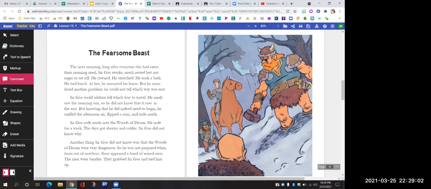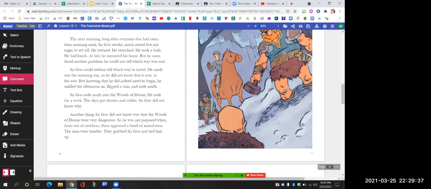The bandits bundled Sir Gus into the back of a wagon. Then, with much speed, they began to travel southeast. About a week later, the bandits arrived at the bleak forest of the east. There, not far from the dark, dismal swamp, they made camp. The bandits had some dinner and went to sleep. The next morning, while the bandits were still sleeping, something deep inside the forest began to creep closer to their camp. It was the fearsome beast.